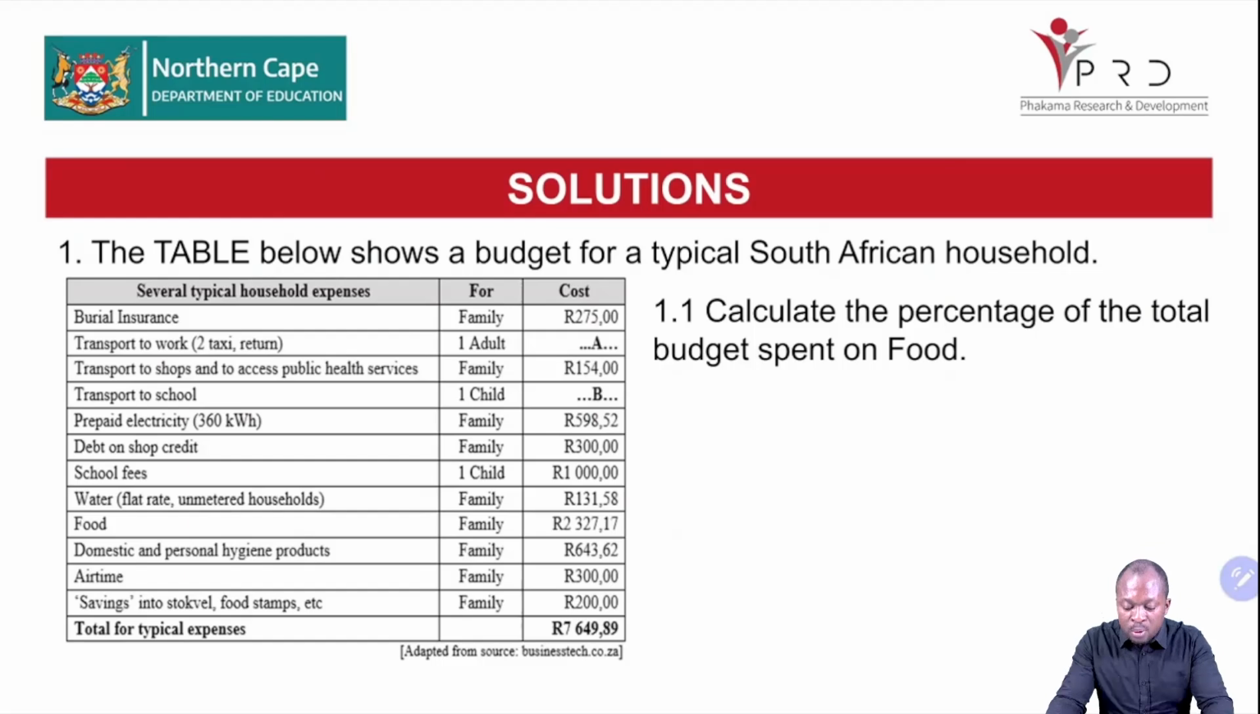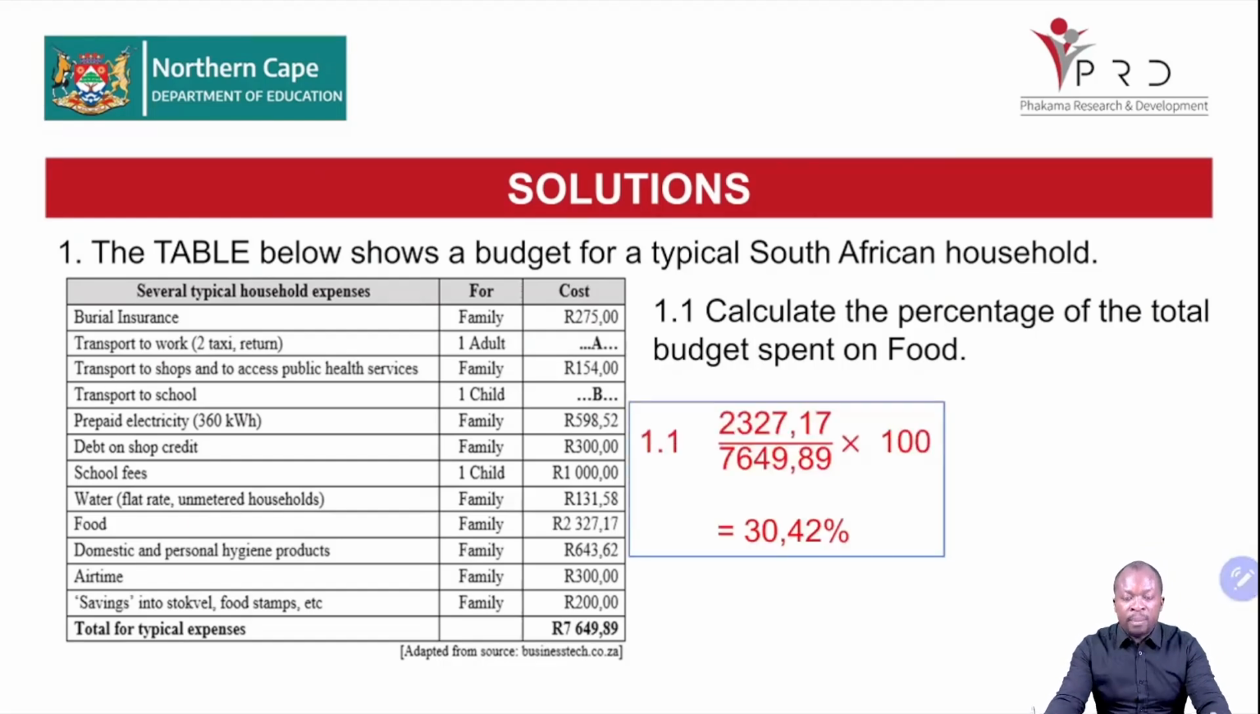So now let's go to the next one then. Remember, the question said we should calculate the percentage of food items spent on food here, 2,327, and then this is our total.